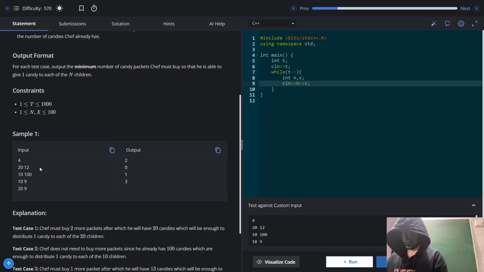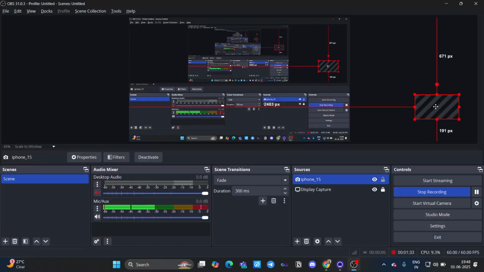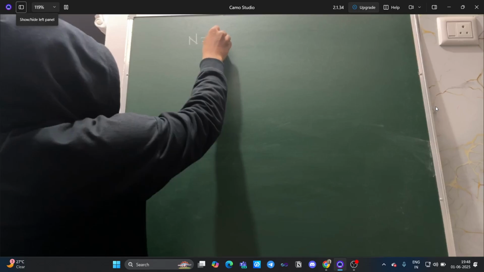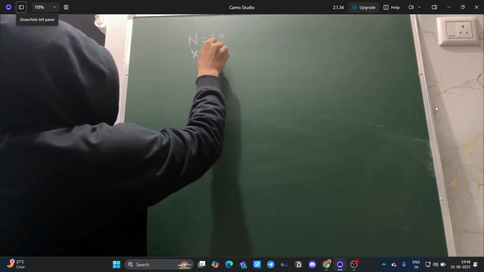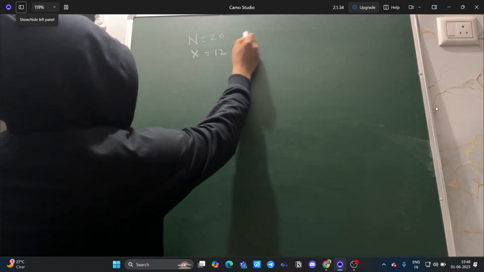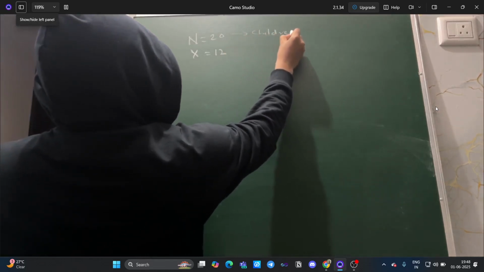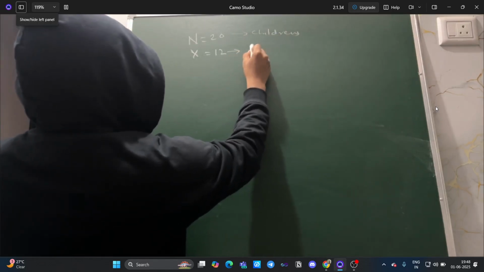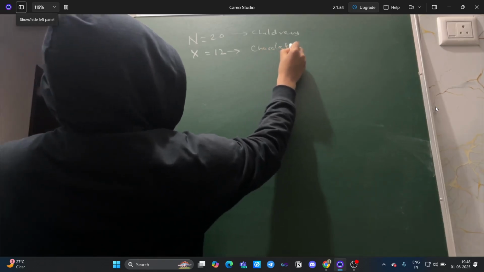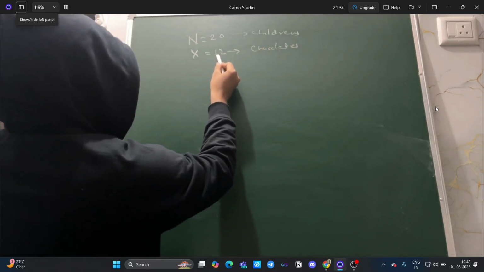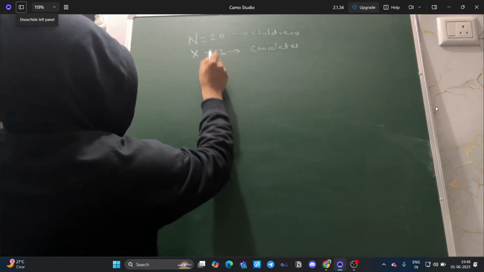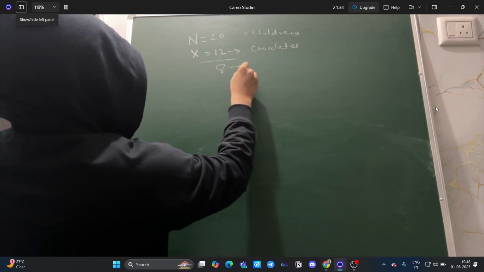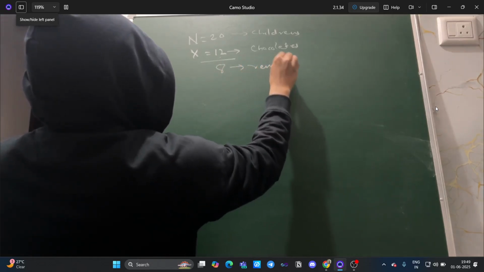In the first example, there are a total of 4 examples given. In the first example n is 20, x is 12. So basically there are 20 children, and chef already has 12 chocolates. For 12 children he'll give one chocolate. So remaining there will be 20 minus 12, which is 8. 8 children are remaining and they have not got the chocolates.